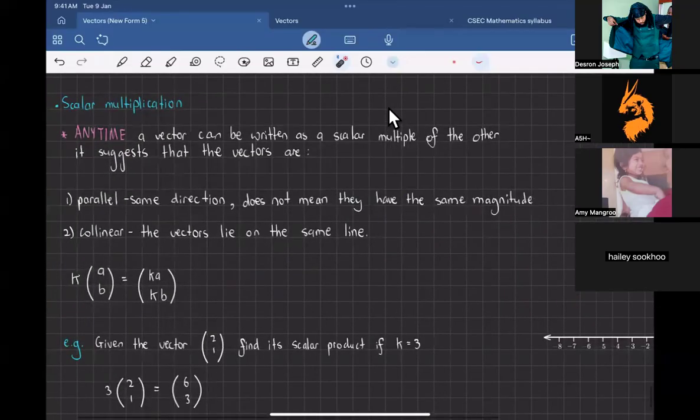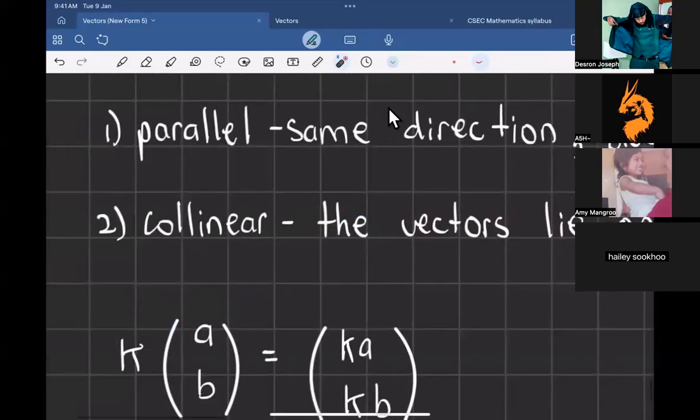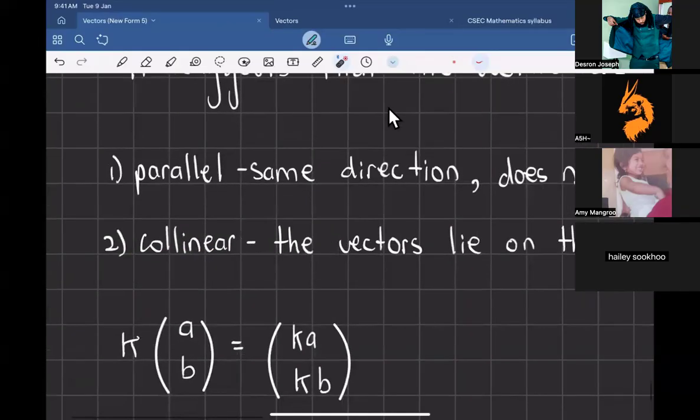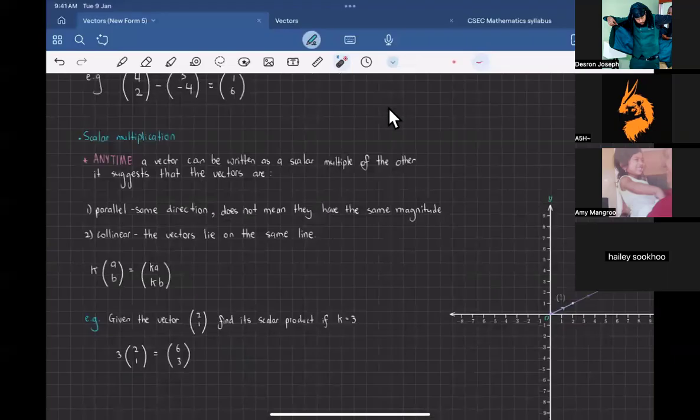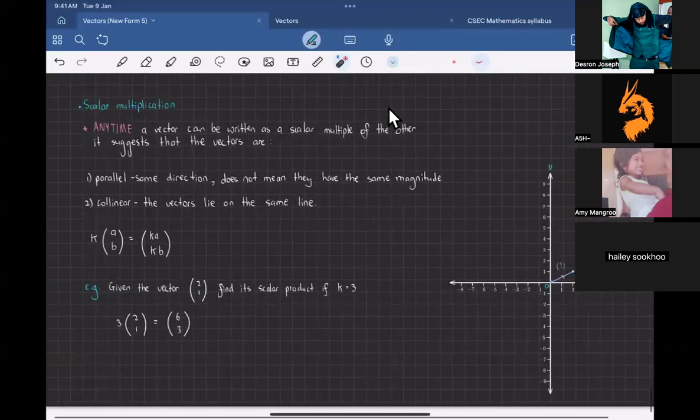If you're on the same line, what do we call that? Collinear. How do you pronounce this? Collinear. So if you have a vector as a scalar multiple, it will lie on the same line and it will be collinear. But that's not the case all the time. Let me give you a situation.